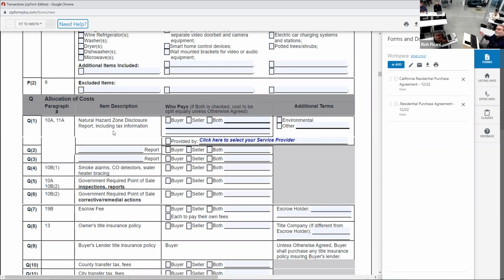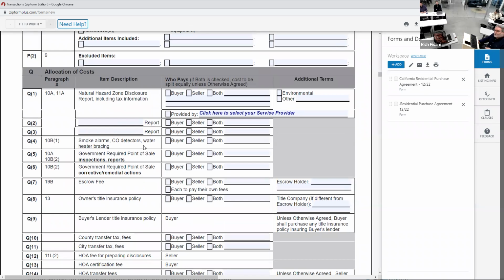So it's customary here in Southern California that the seller pays for this, but it's negotiable. So the NHD, the smoke alarms, all of this: government required point of sale inspections and reports. This is the retrofit inspection, because of the water heater and the smoke detectors and all of that.